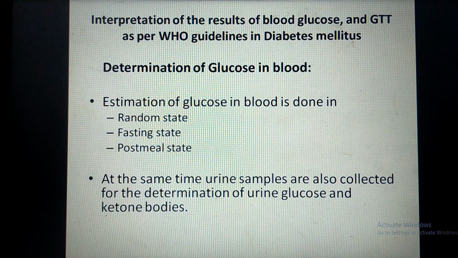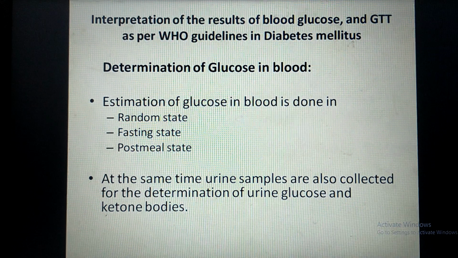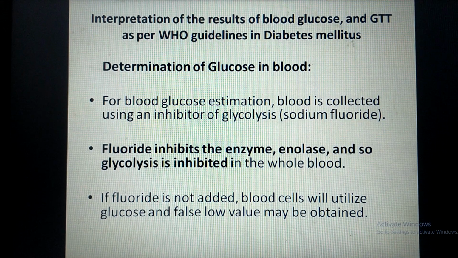When we collect the blood sample of a person, at the same time urine sample is also collected for determination of urine glucose and ketone bodies. Determination of blood glucose level in blood.